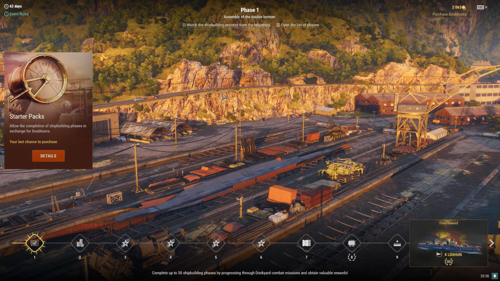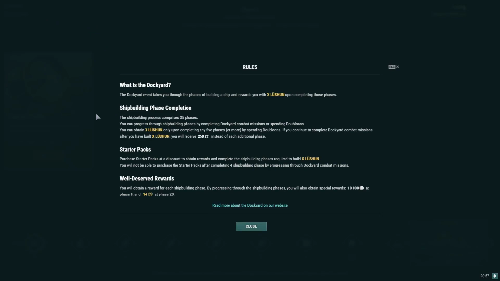So today, besides those opening comments, we're gonna check out the Dockyard event, the construction of the ship, check out the rewards, starter packs, and some tips and advice. I'm also gonna be looking at the WoW's wiki on it as well. First, we need to check out the Dockyard event itself.